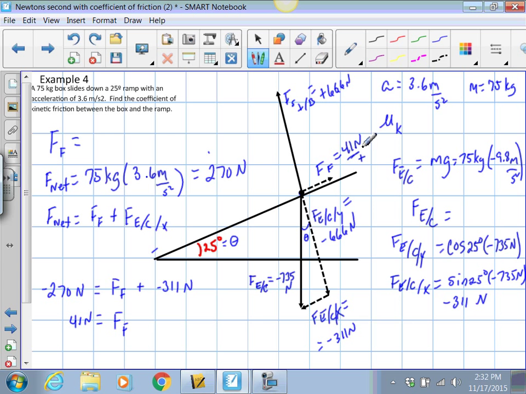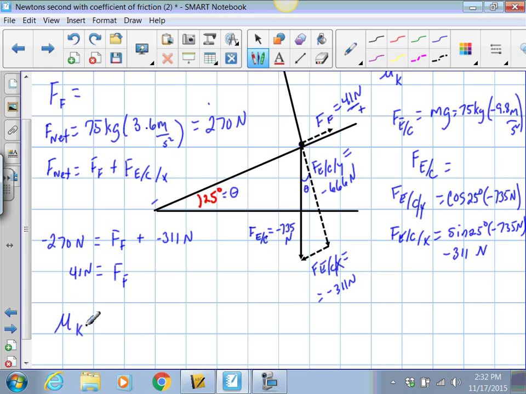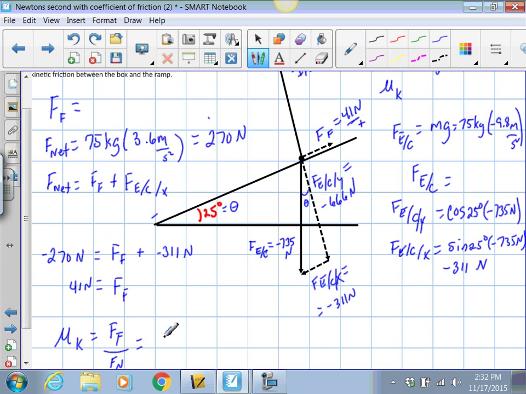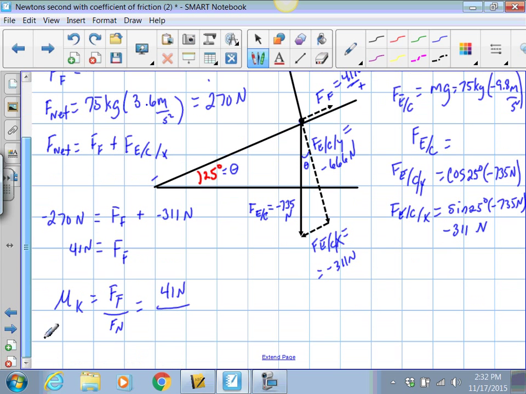Okay, so we just found that one. Now, what we're looking for is the coefficient of kinetic friction. After going through all of that, the solution to the problem is the easy part. Coefficient of kinetic friction equals friction force divided by normal force. So we've got 41 newtons divided by positive 666. It's positive. Yeah, I'm trying to make it more positive than it might be.